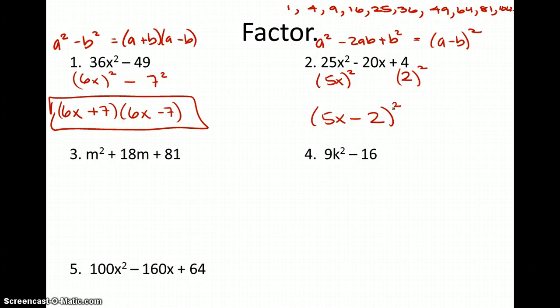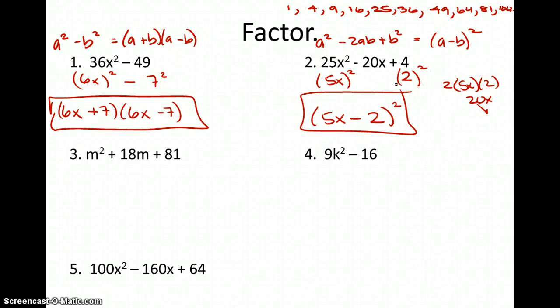And then some of you are like, but wait a minute, what about the 2ab? I'll show you. It's 2, the a is 5x, and the b is 2. So 2 times 5 is 10. 10 times 2 is 20x. Check. And my answer is correct.